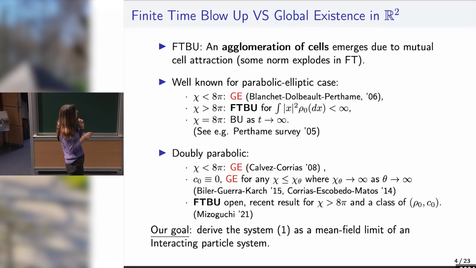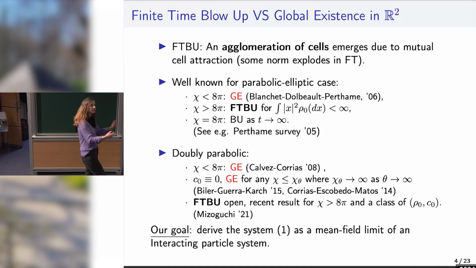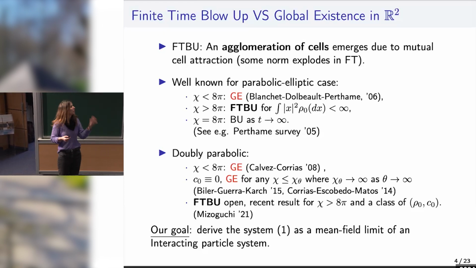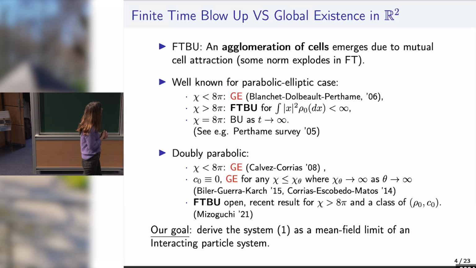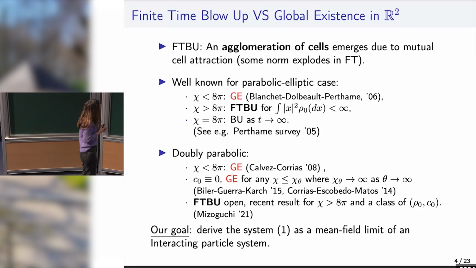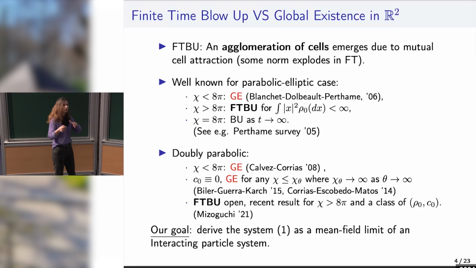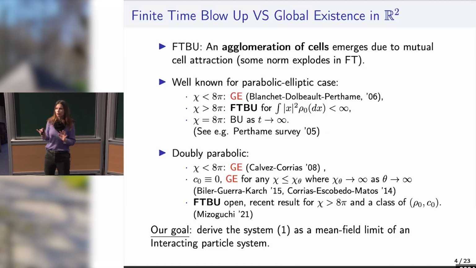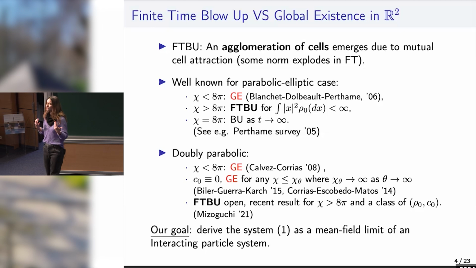So here, this was kind of extended. So the existence then was extended. The techniques were extended, but then the blow up was kind of hard to get. And we were searching for different results. So still, you have the 8 pi threshold for global existence, and it's not really a real threshold.